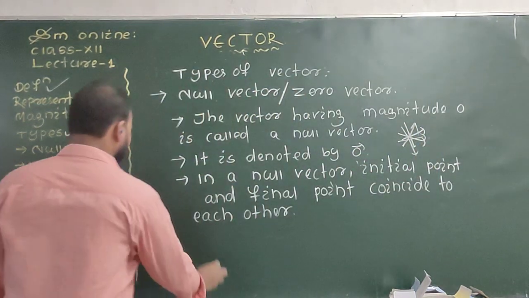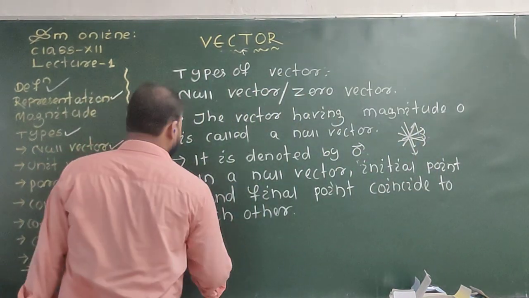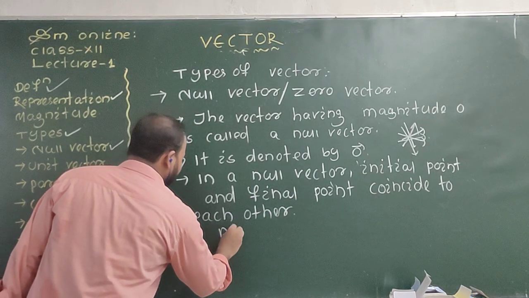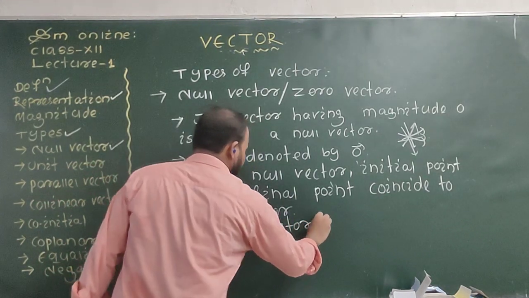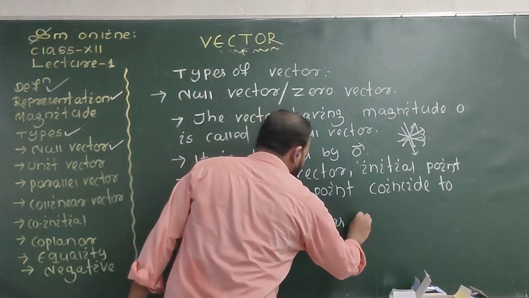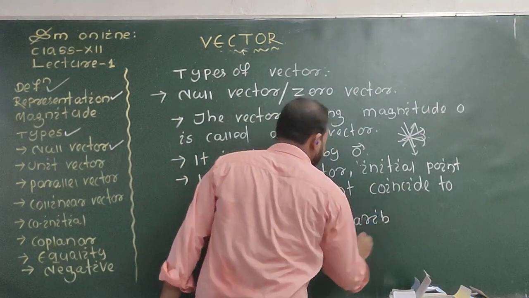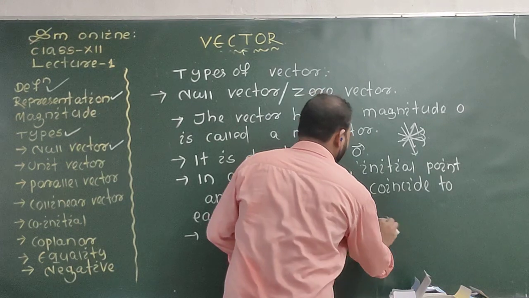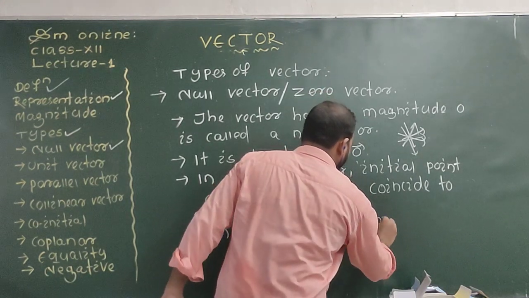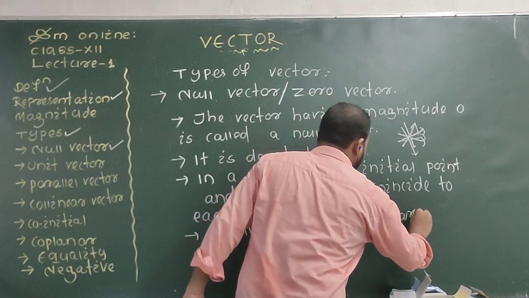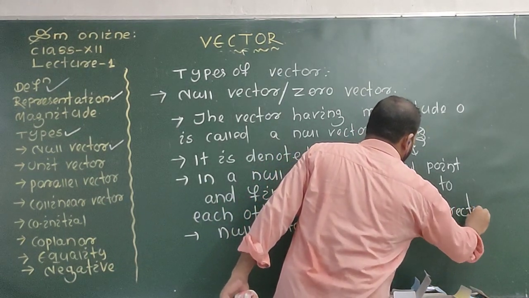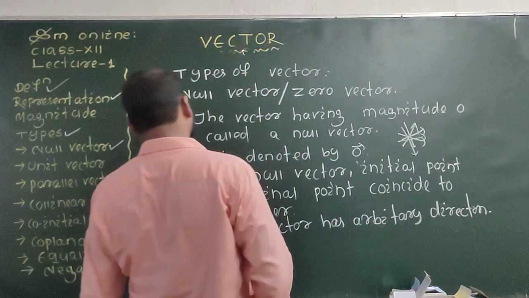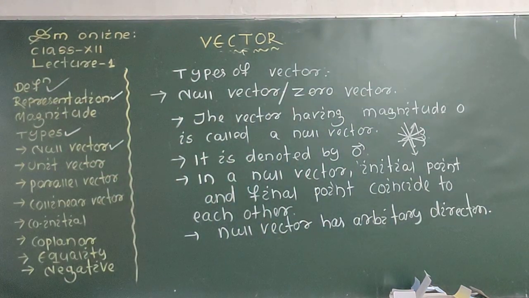So last point, null vector has arbitrary direction. Arbitrary direction. Okay, so this is all about a null vector.